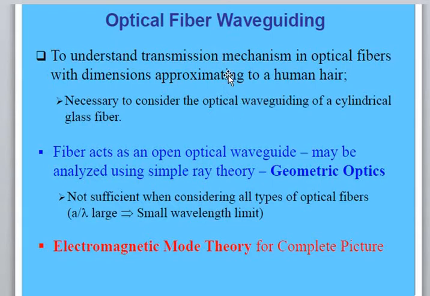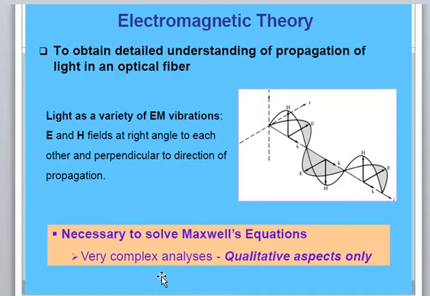To understand that mechanism, we consider the waveguide. The structure of the waveguide is cylindrical in shape. The fiber may be made up of glass or plastic, and the structure is cylindrical. This is the optical waveguide. In order to analyze the optical power propagation mechanism, we go for electromagnetic mode theory, and to analyze that we use Maxwell's equations.